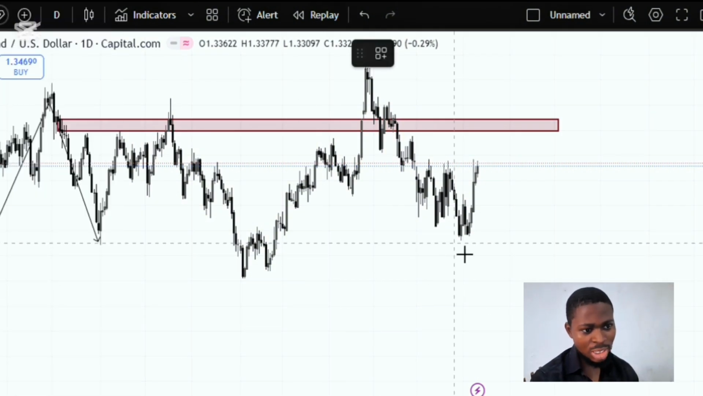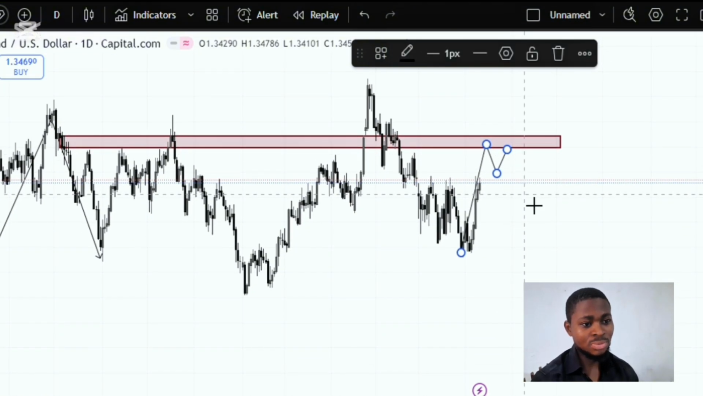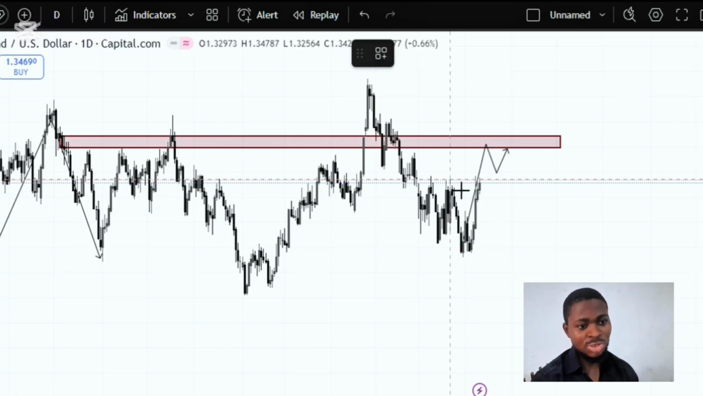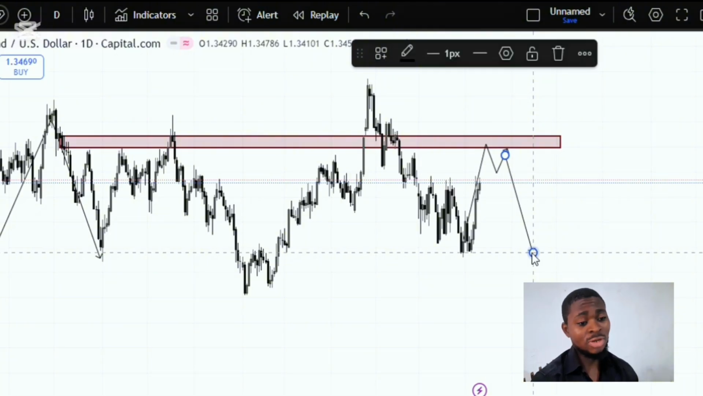So on Monday, expect price to give you a further push to the upside, probably around this resistance area. Then expect some reaction, maybe your head and shoulders, whatever. Then price continues to fall. Now, it is that simple and straightforward.